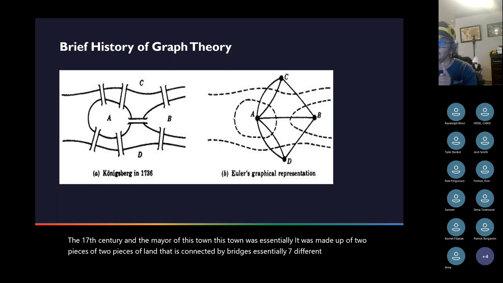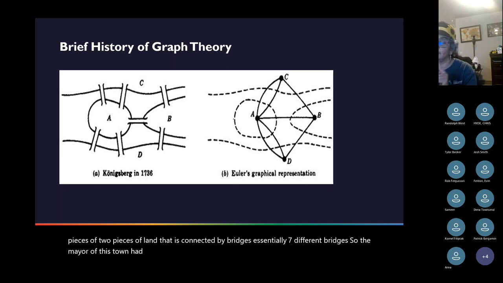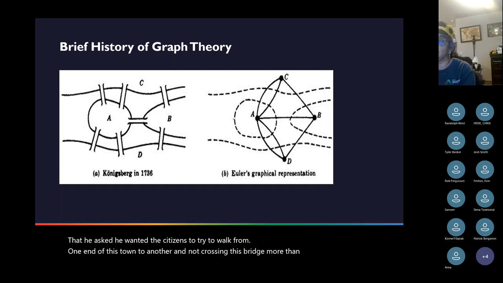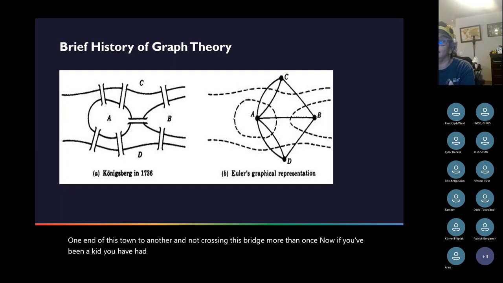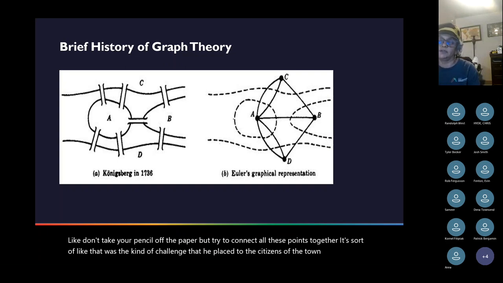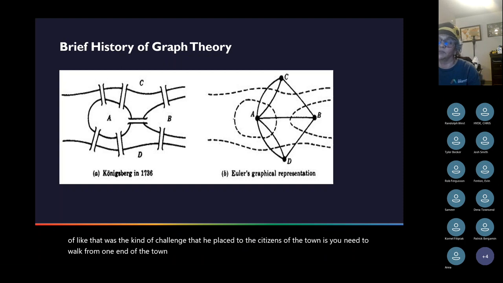So the mayor of this town had a challenge that he wanted the citizens to try to walk from one end of this town to another and not cross any bridge more than once. Now, if you've been a kid, you have had a similar puzzle given to you at school, like hundreds of times, like don't take your pencil off the paper, but try to connect all these points together. It's sort of like that. That was the kind of challenge that he placed to the citizens of the town, you need to walk from one end of the town to another and not go over any bridge more than once.